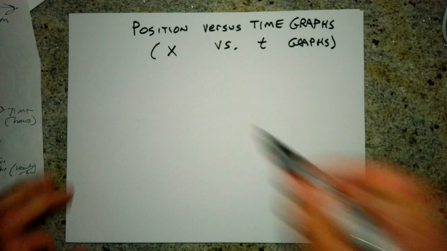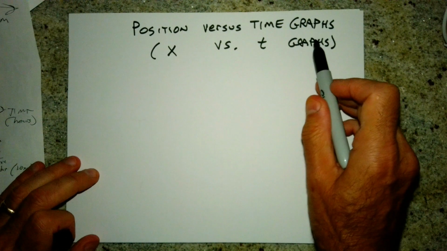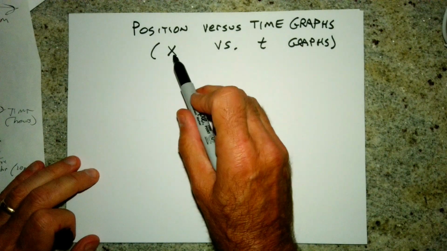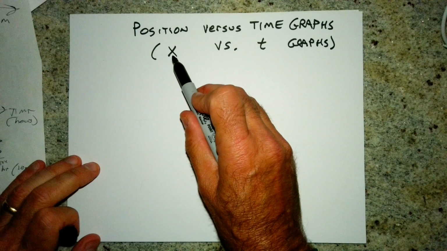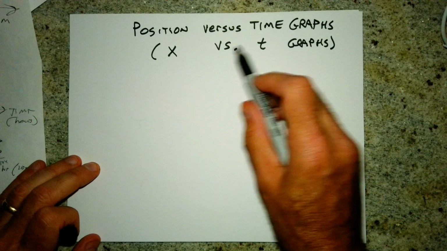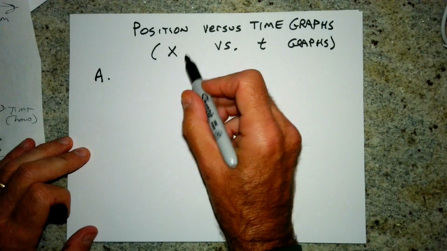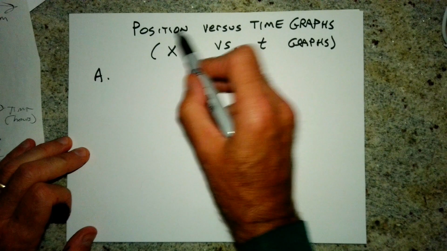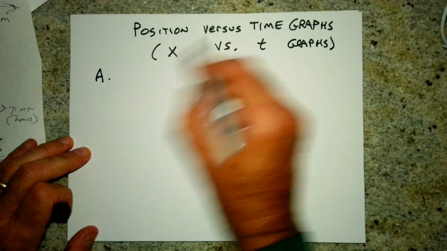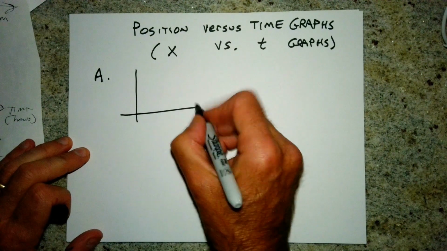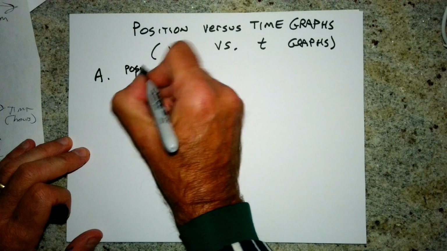This video is on position versus time graphs. The letter we use for position is usually X, but it could also be Y or Z. VS stands for versus, T stands for time, of course. And when you write it this way, position versus time, with position before the word versus, that means when you make the graph, position goes on the vertical axis.